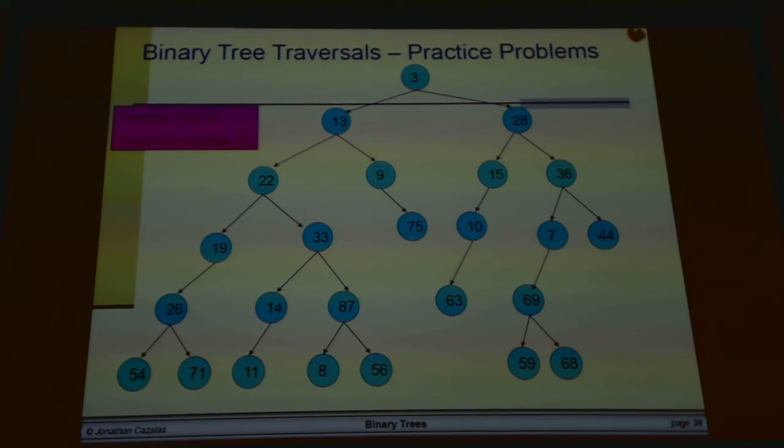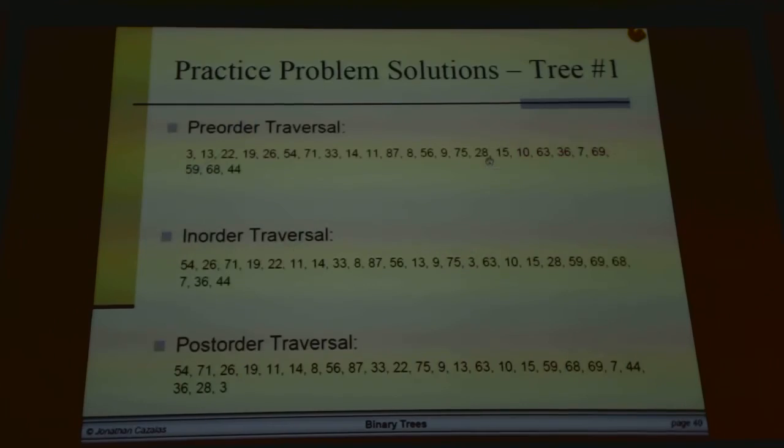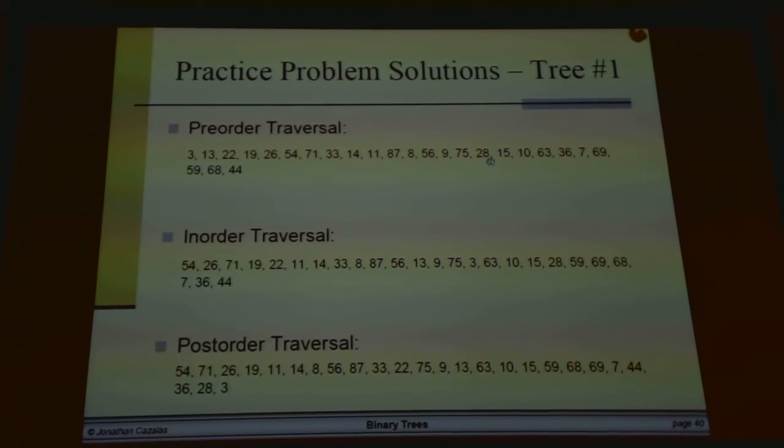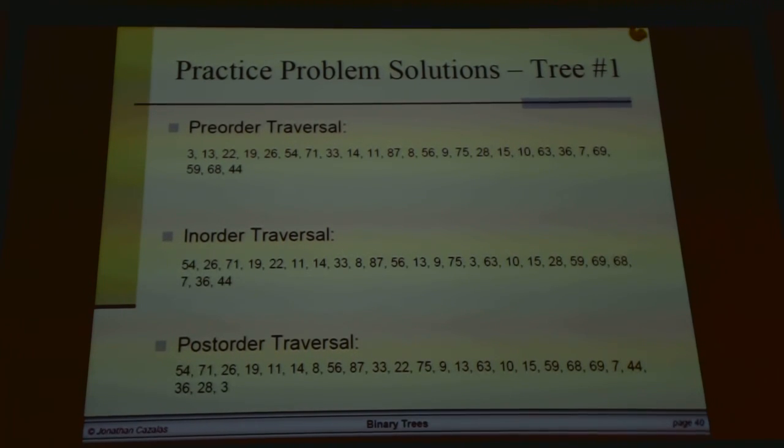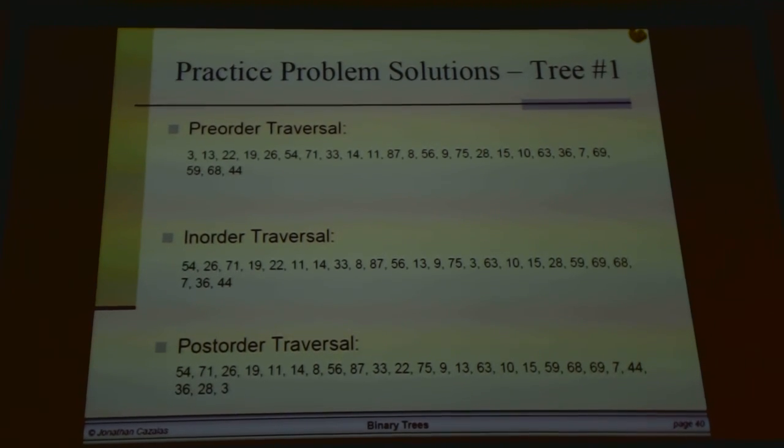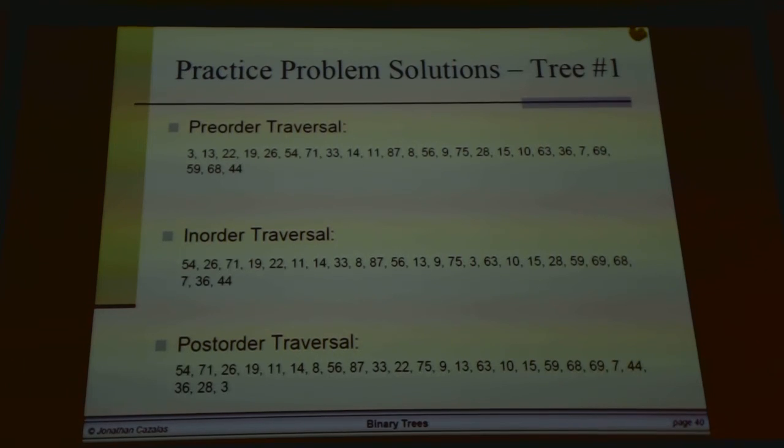So let's see if we got this correct. So we had 54, 26, 71, 19, 22, 11, 14, 33, 8, 87, 56, 13, 9, 75, 3, 63, 10, 15, 28, 59, 69, 68, 7, 36, and 44. So we got it, okay?